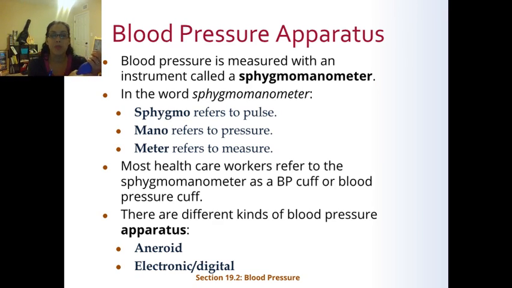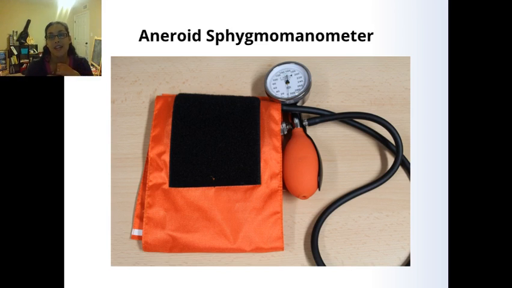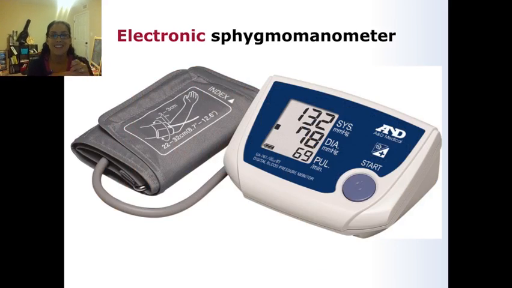There are different kinds of BP cuffs. There's the aneroid and electronic. This is the aneroid. This is what you will be practicing with in class. This is old school. You need to learn how to work this, because if you have a digital one and the battery goes out, you have to know how to use the backup manual one. This is the fancy one. It's fun, it's easy, it does all the work for you. But you still need to know the aneroid.